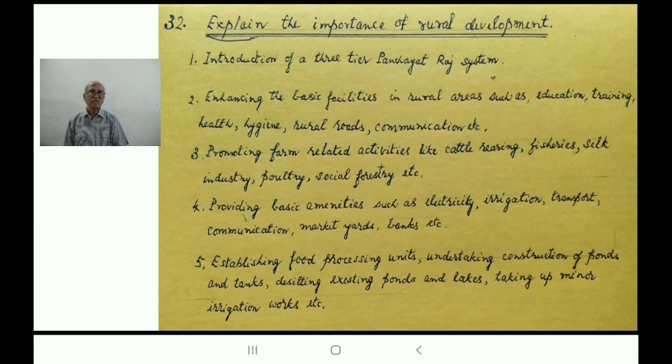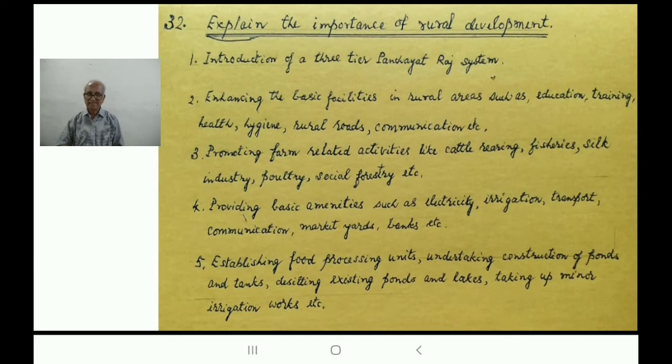I have chosen as you should choose in the exam, so that you know how much I have to write in 3 hours 15 minutes. 15 minutes will be there for you to read the question paper and understand. And another 3 hours you have to answer the question paper. Now explain the importance of rural development. Why rural development is required?